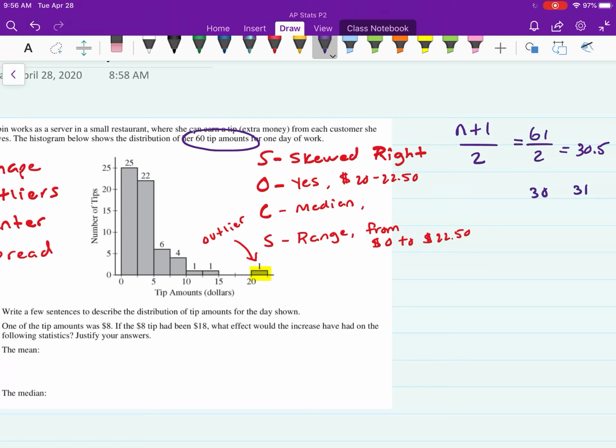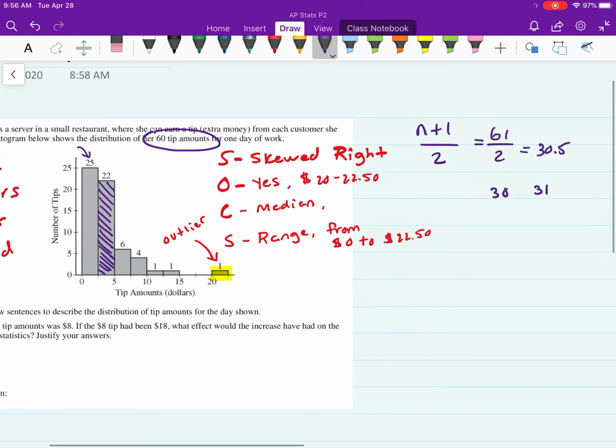Well, the first 25 tips are in this interval here from $0 to $2.50. So since there's 22 tips in the next bar, the 30th and the 31st tip are going to be in this bar here. So that would mean that the median tip amount is somewhere in between $2.50 and $5.